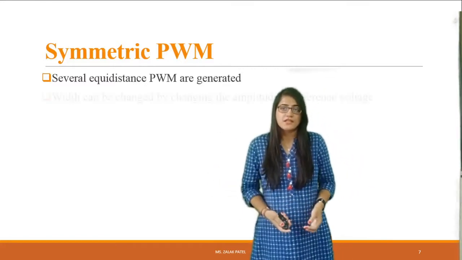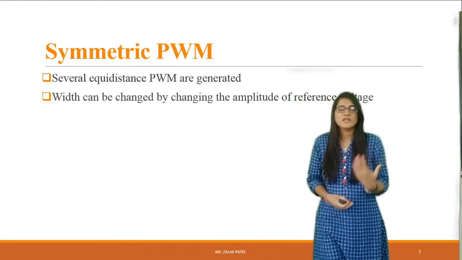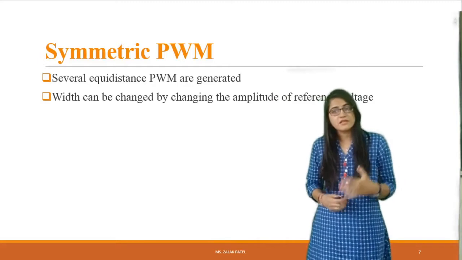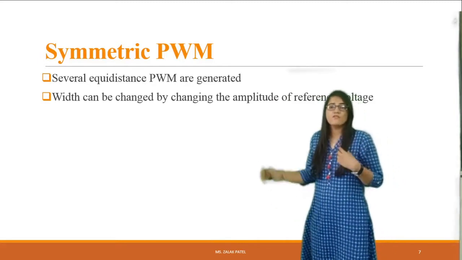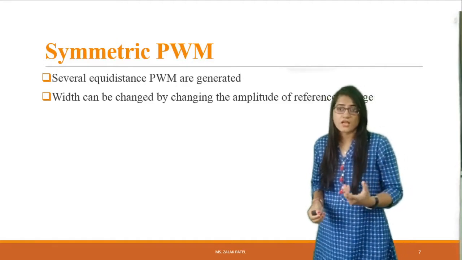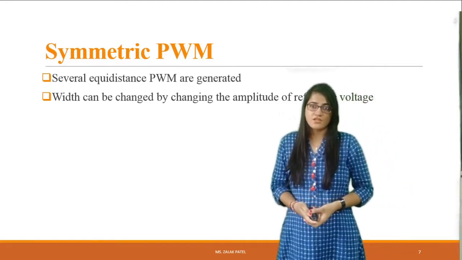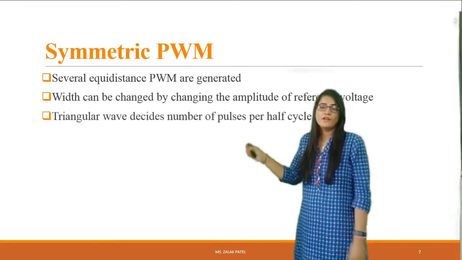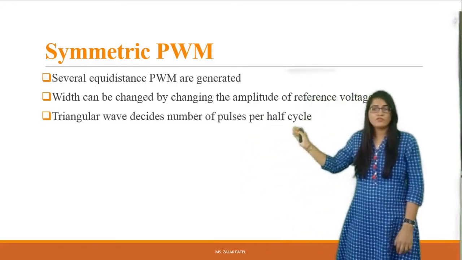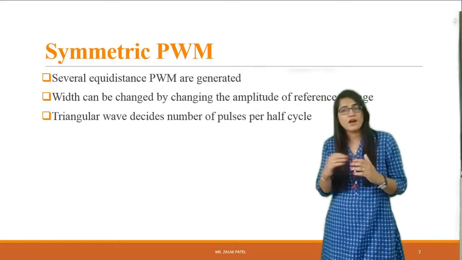So here let's see what happens. Here the pulse width can be changed by changing the amplitude of the reference signal, as we have seen earlier that if the value of the reference signal as well as the carrier signal is changed, then the output frequency can also be changed. And if we talk about the triangular waveform, then the triangular waveform decides the number of pulses per half cycle.